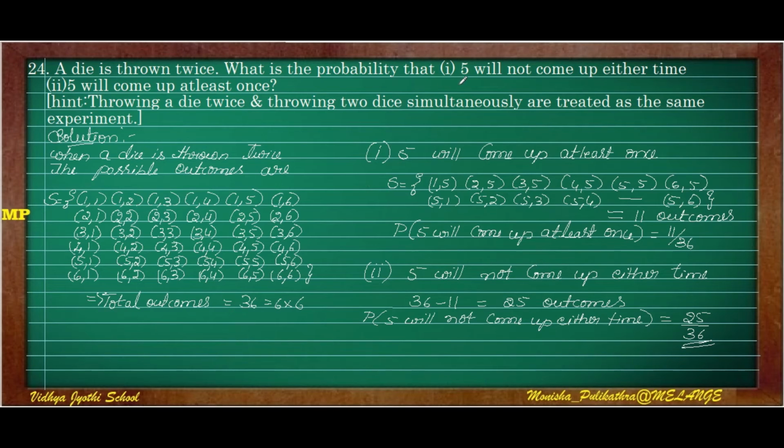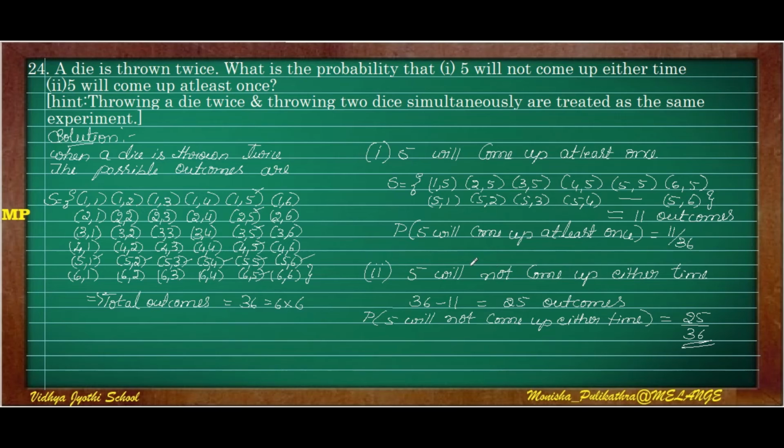In that, the first question is 5 will not come up either time, and 5 will come up at least once. First I have written 5 will come up at least once. So in this we can see that 5 has appeared at least once in 1, 2, 3, 4, 5, 6 and 7, 8, 9, 10, and this is already ticked, 11. So out of 36 times, 11 times 5 has appeared. So 5 will come up at least once has 11 outcomes. So the probability of 5 coming up at least once is 11 by 36, number of outcomes by total number of outcomes.